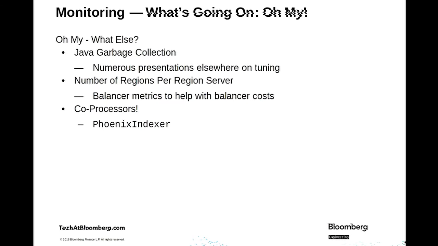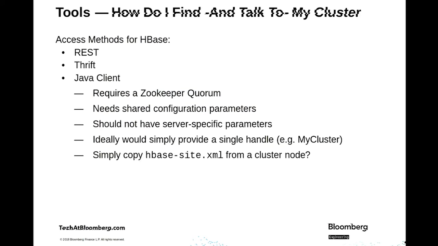Well, what's going on? If you write coprocessors, it's very useful that you use the metric subsystem so you can actually say what's going on, and then you get JMX metrics from your coprocessors. The Phoenix indexer is a good example of that.